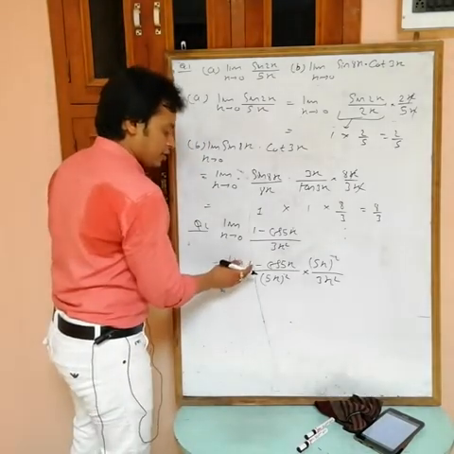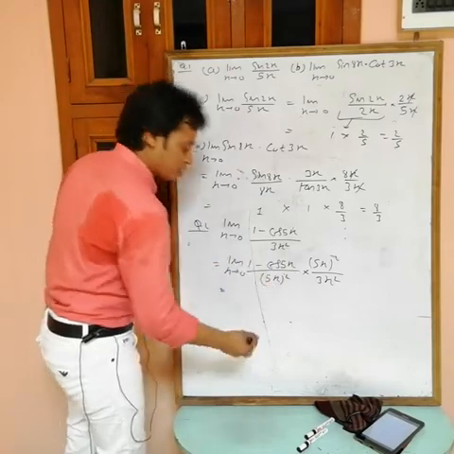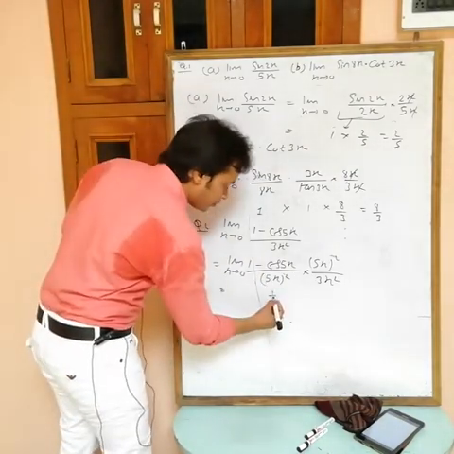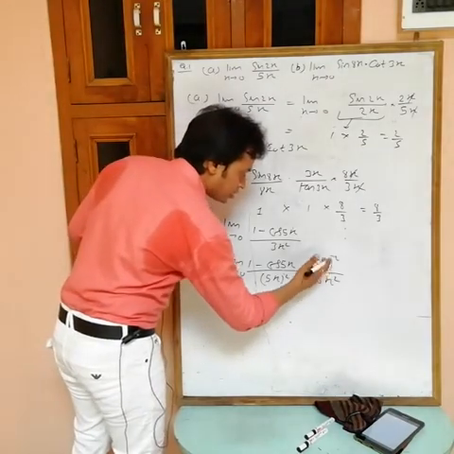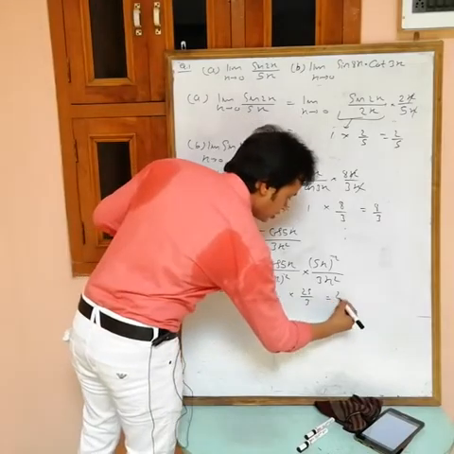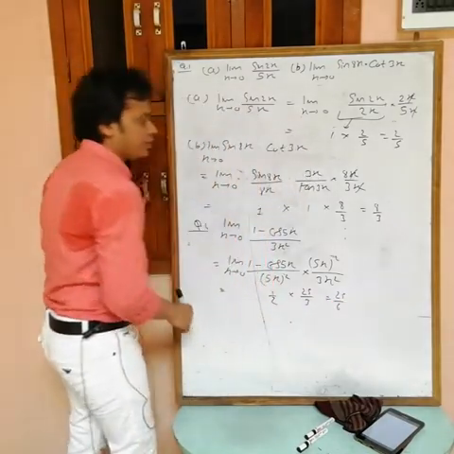Limit x tending to 0 of 1 minus cos x by x square is equal to 1 by 2, a standard limit. We have a direct formula. And here x square cancels out, 25 by 3. So the answer is 25 by 6. Okay, write it down.